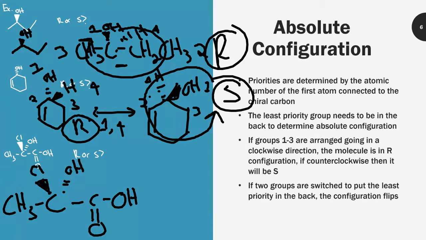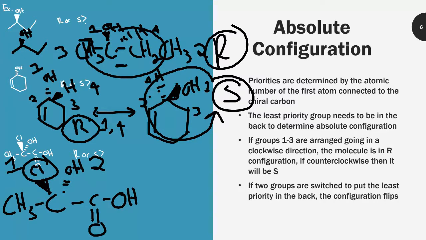So which one's going to be my first priority, my friends? Chlorine, right. So it is 17 in the atomic number. Okay, so chlorine will be number 1. Out of oxygen and carbon, oxygen has a higher priority after that. So this OH group will be 2.